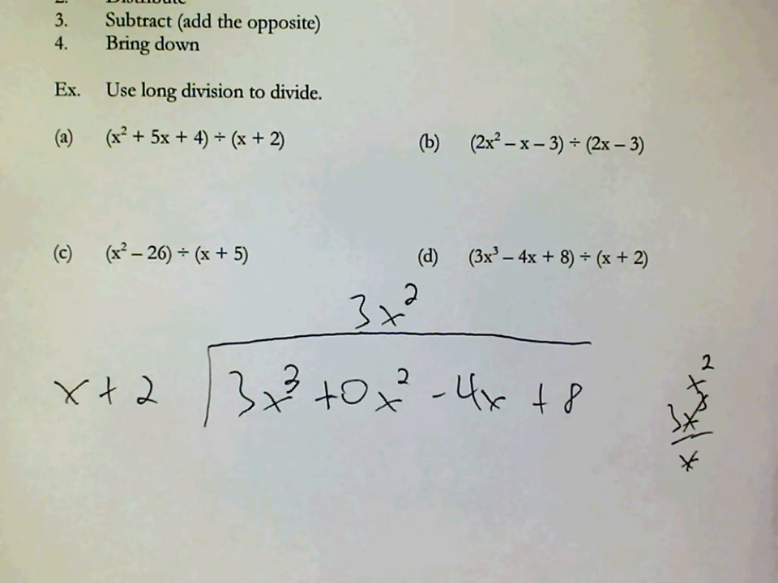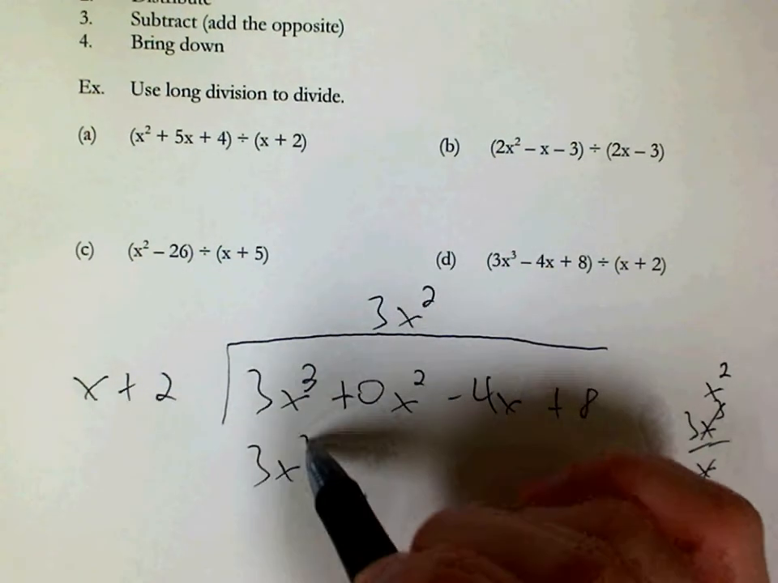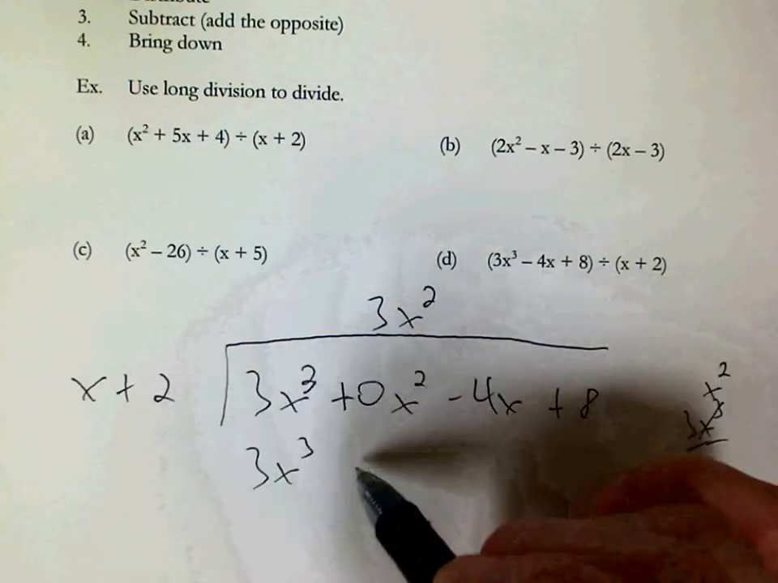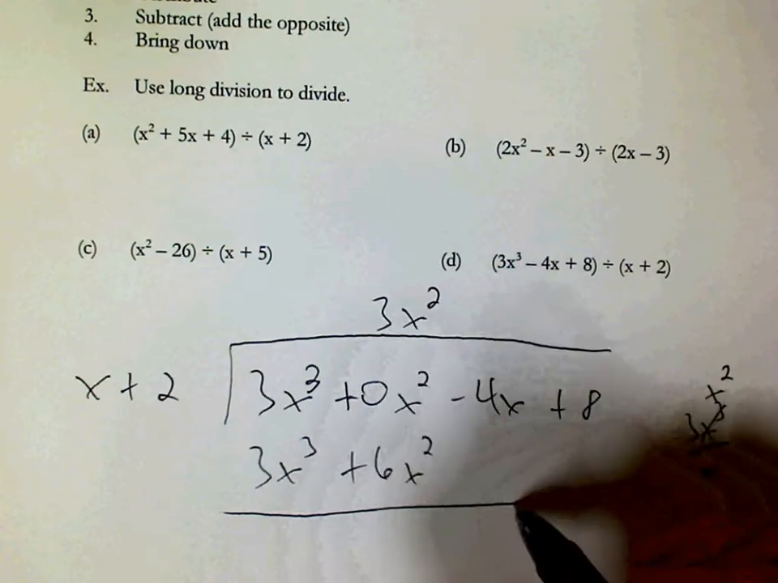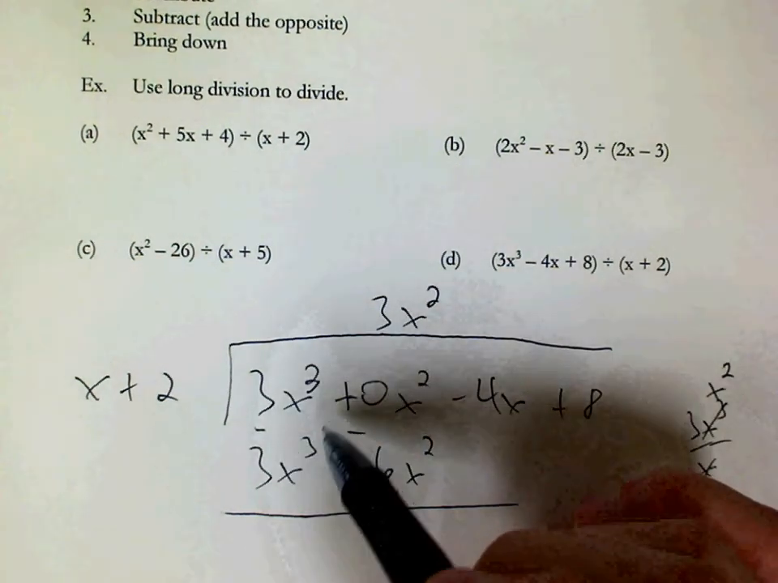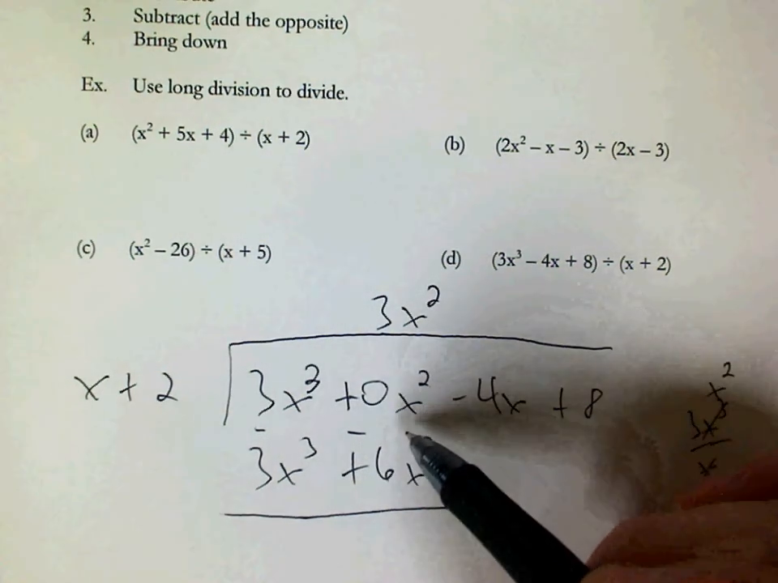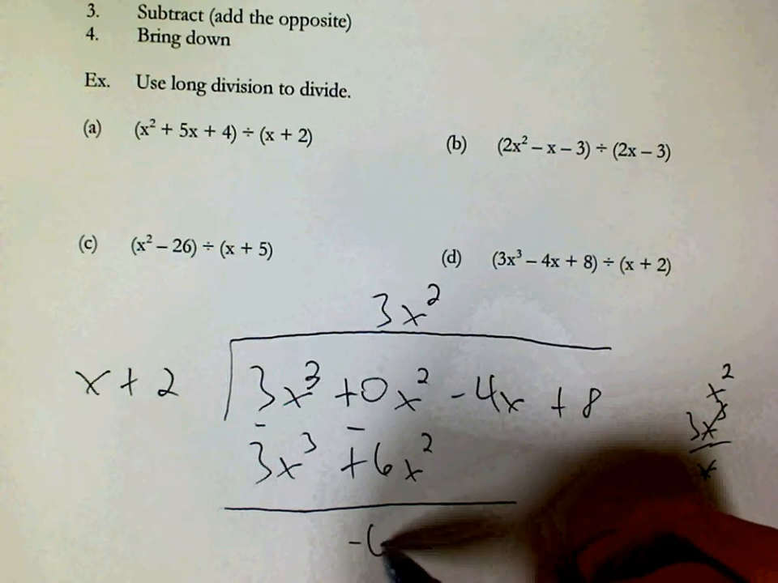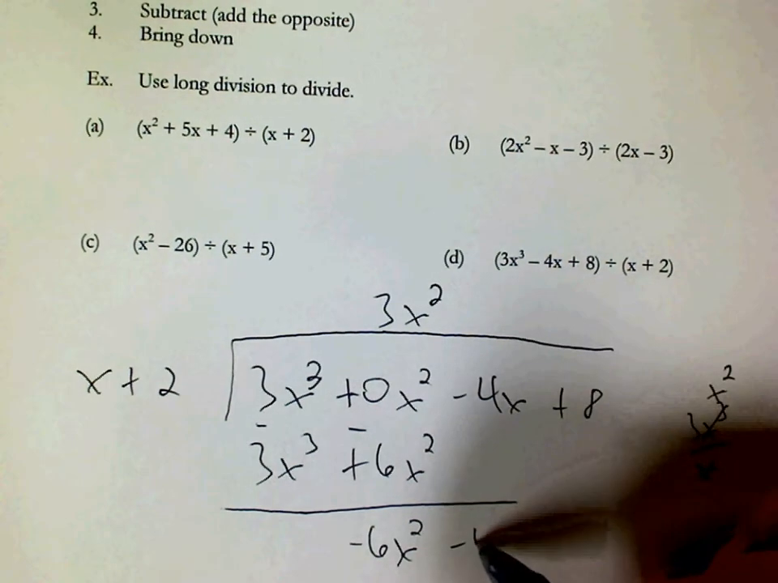Now we're going to distribute or multiply. 3x squared times x is 3x cubed. 3x squared times a positive 2 is a positive 6x squared. Now we're going to subtract. I'm going to write in that minus sign so you can see what's going on. 3x cubed minus 3x cubed is 0x cubed, which is what we want. 0x squared minus 6x squared is a negative 6x squared. Let's bring down the next term, which is the negative 4x.